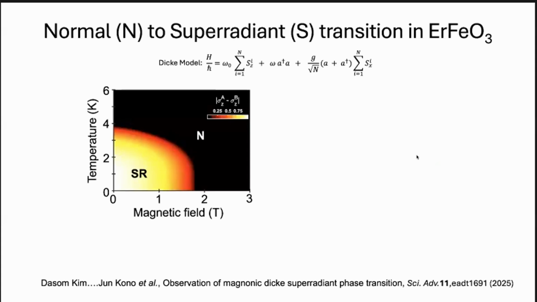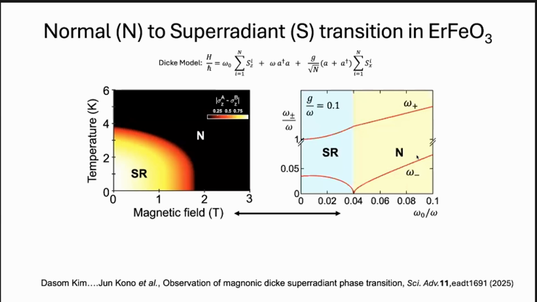They predicted that both temperature and magnetic field can drive a phase transition between a normal and a superradiant phase in this erbium orthoferrite material. And a nice way to diagnose this is by looking at its polariton spectrum. Here, the idea is that this Dicke model can be diagonalized in terms of two polaritons, omega plus and omega minus.